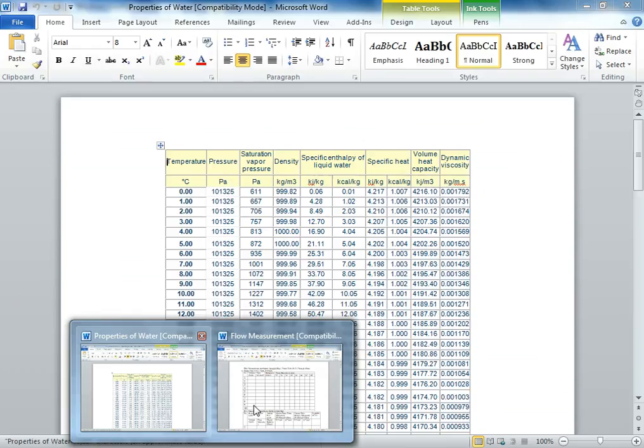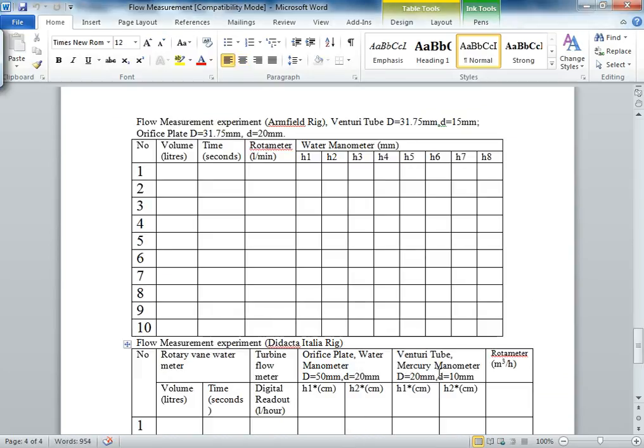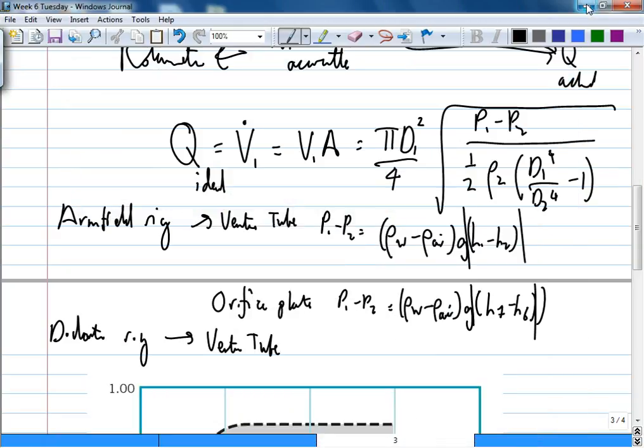Okay, then you did this one. By right, your Venturi tube had a mercury manometer. So on the mercury manometer one, you do P1 minus P2 equals rho mercury minus rho water, times g delta H. Whether that be H1 minus H2 or H2 minus H1, that's the absolute value.